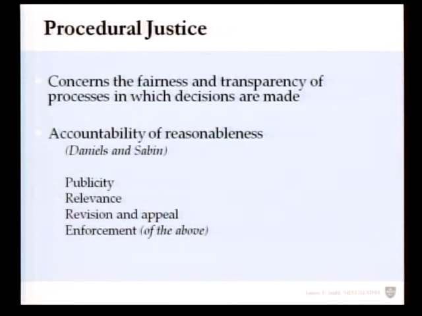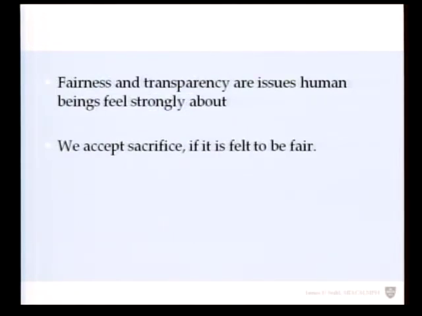And enforcement basically says there has to be a mechanism in place so that those processes come about, that they are publicized, that they are made relevant, and that there is a mandated opportunity for revision and appeal. As we mentioned, fairness and transparency are issues that people feel very strongly about. Again, on this question of autonomy, there's a lot of experimental economics and experimental psychology that says people really care about fairness in transactions, and people are also willing to sacrifice if it's felt to be fair.